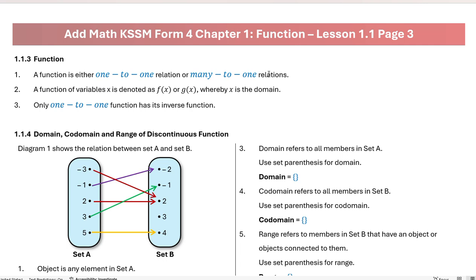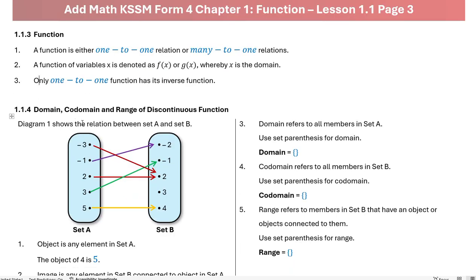And remember, function is the name of this topic. Number two will be discussed later, we call it function notation. And number three will also be discussed later with inverse function. But it's very good for you to be clear that only a one-to-one function has its inverse. Now, another term: domain, codomain, and range.